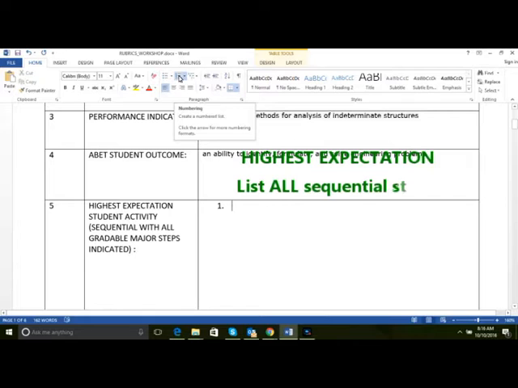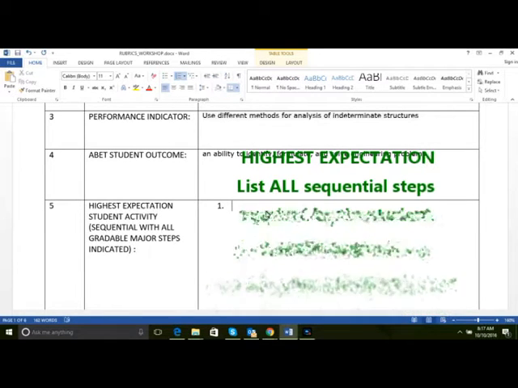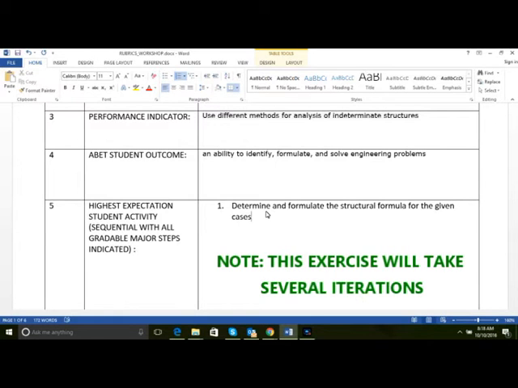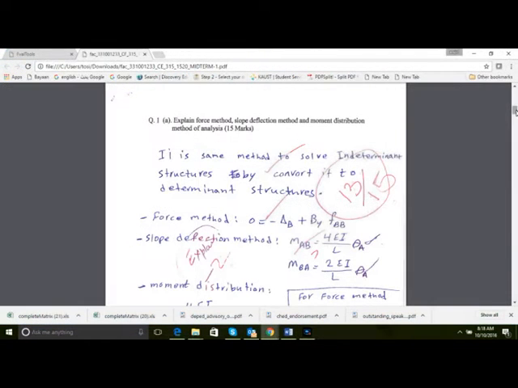For the highest expectation, list all sequential steps required by the student performing any learning activity with the highest level of skills. Let's write down all the sequential steps for the requirement of highest expectations for the rubric. This will take several iterations. The steps are we'll have to determine or select given methods. We'll have to formulate the given methods and apply the methods by freehand labeled sketches.